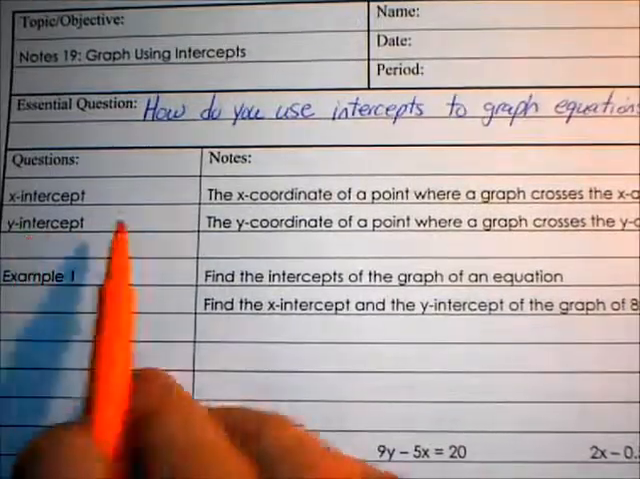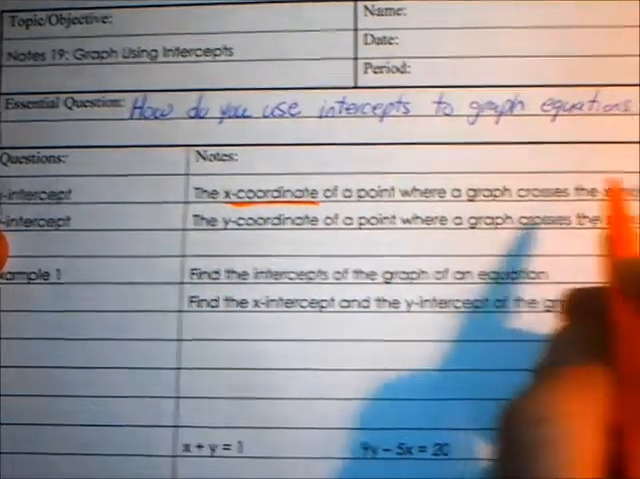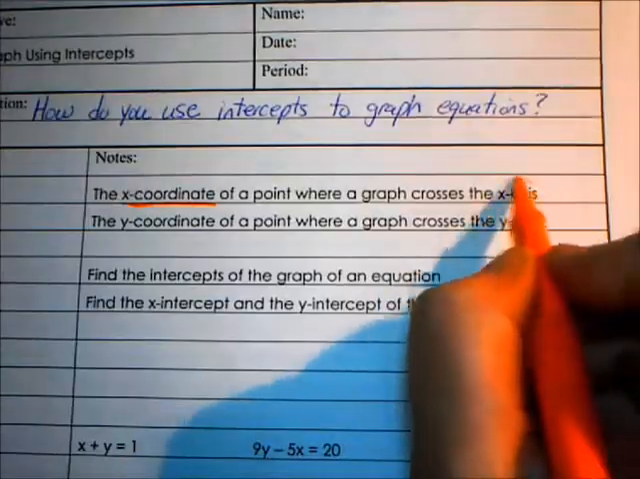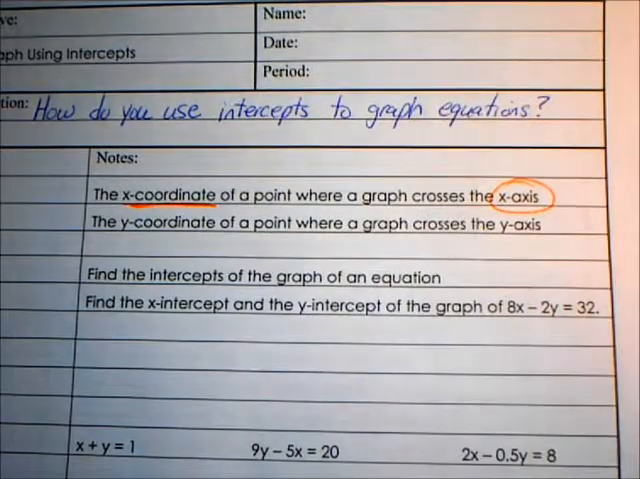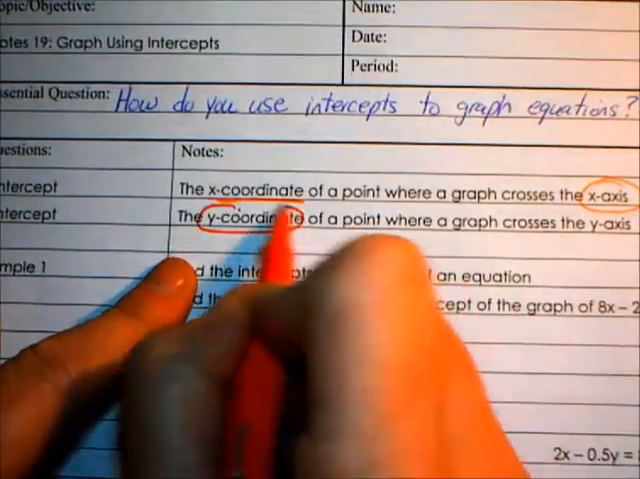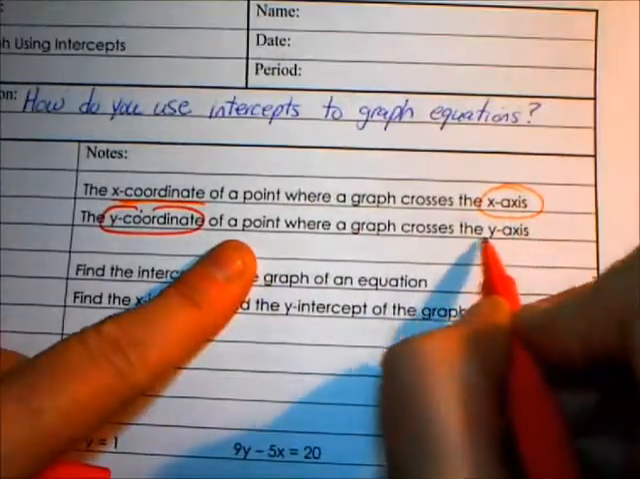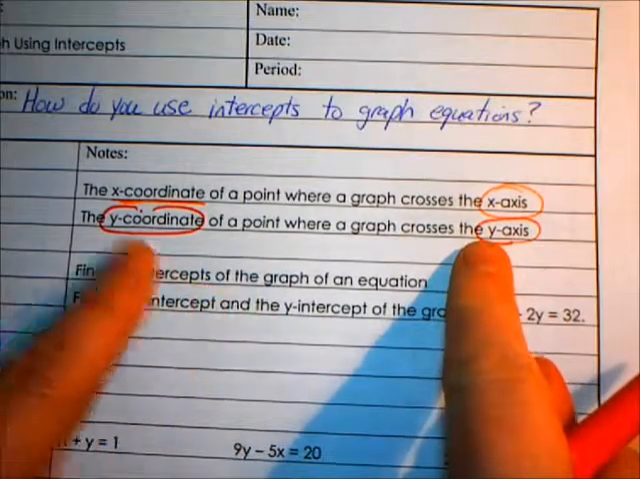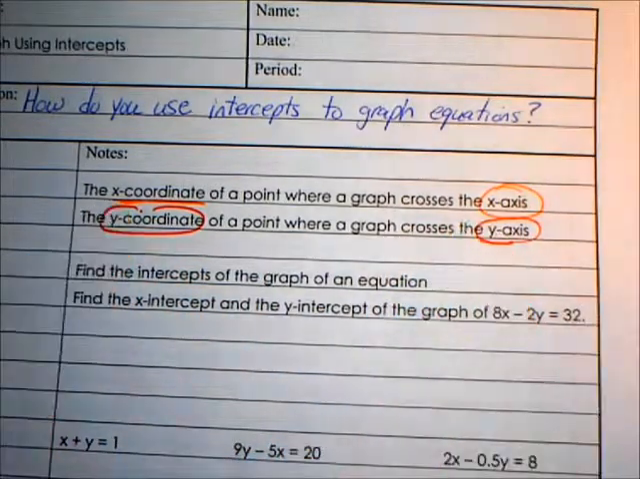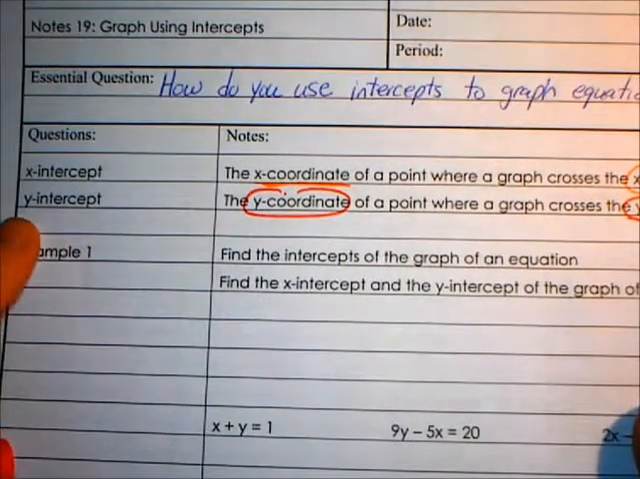Okay, the x-intercept is the x-coordinate of your point that will cross the x-axis, and the y-intercept is the y-coordinate of your point that you're given, and it crosses the y-axis. So the y goes with the y, x goes with the x. So those are the vocabulary words: x-intercept and y-intercept.